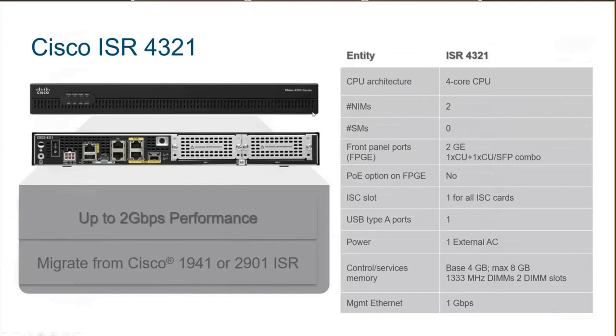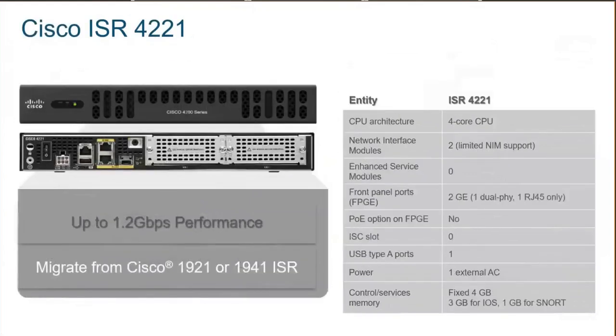Again, 4321 has a 4-core processor, so slightly lesser throughput, and we don't have a PoE option in these, and we have only 2 NIM slots, no service module slots. 4221, again we have a 4-core CPU and limited NIM support, no service module slot, and the PoE option is also not available.